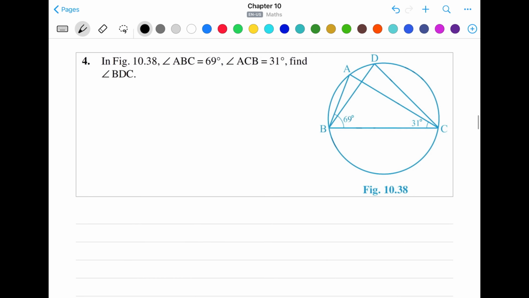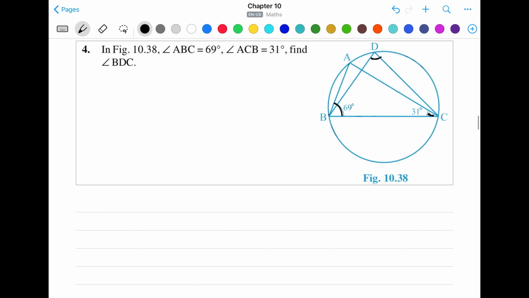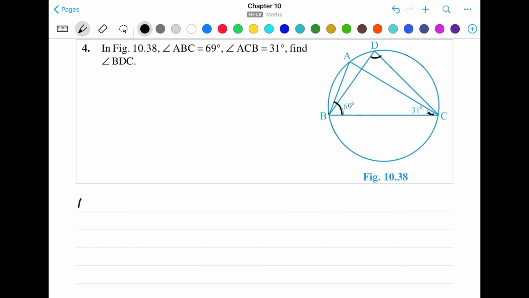Now moving to the next question. Question number 4 is, in figure 10.38, angle ABC is given as 69 degree, and angle ACB is given as 31 degree. We need to find the value of angle BDC, this one. First we will apply the angle sum property in the triangle ABC. Okay, so let's write this answer.